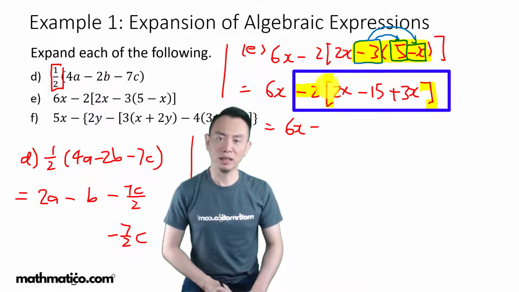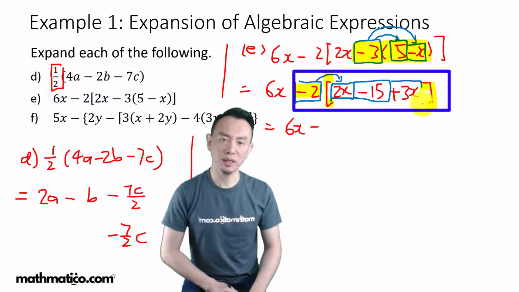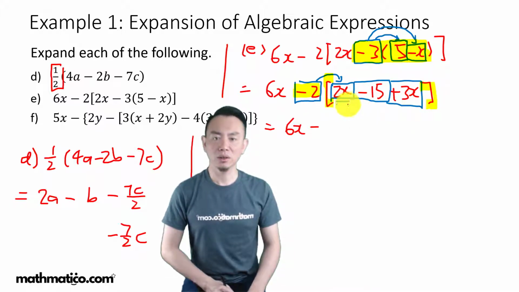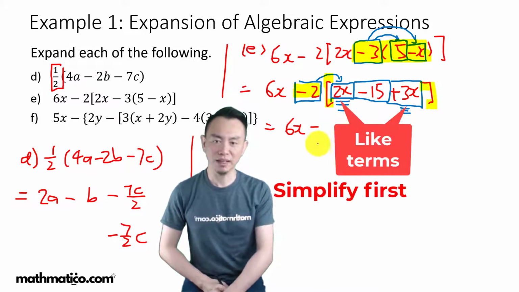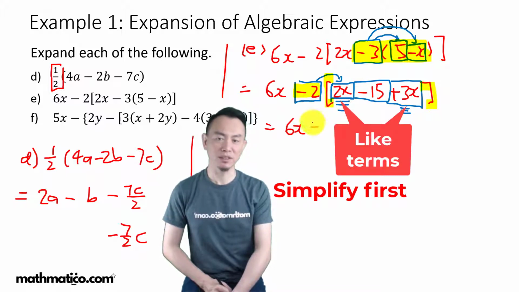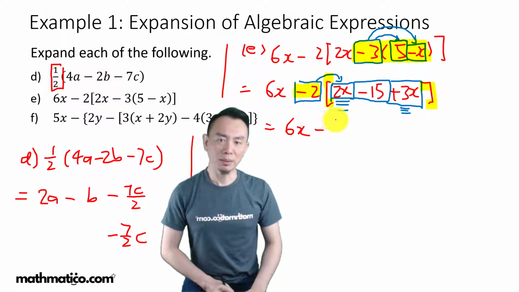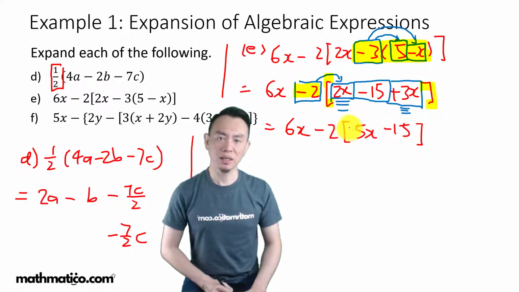6x, let's leave it alone for now. Over here, you see this negative 2 multiplied to the 2x, then to the negative 15, and then to the 3x. But wait a minute. This is 2x, this is positive 3x, they are like terms, right? So we should simplify them first. If you multiply first, it's not wrong, but it's going to be a lot easier if you simplify first. So I don't multiply first, I leave the 2 here, square brackets, 2x plus 3x is 5x minus 15. Now we multiply, right?